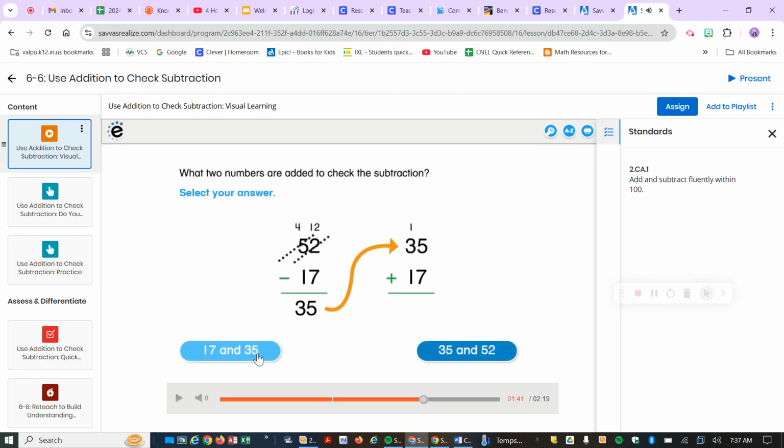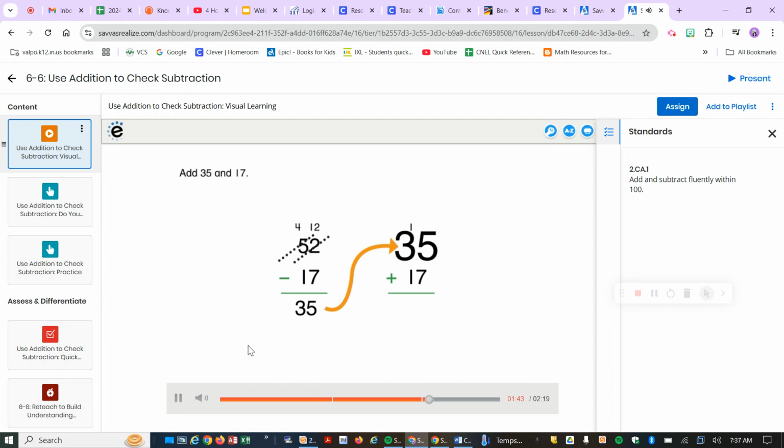Select your answer. Okay, again, we are adding the numbers that we subtract and our difference. So 17 is the number that we subtracted and 35 is the answer that we got. If we add those two together and they give us 52, we know that 35 was the right answer. Add 35 and 17. What is the sum? 35 plus 17 equals 52.